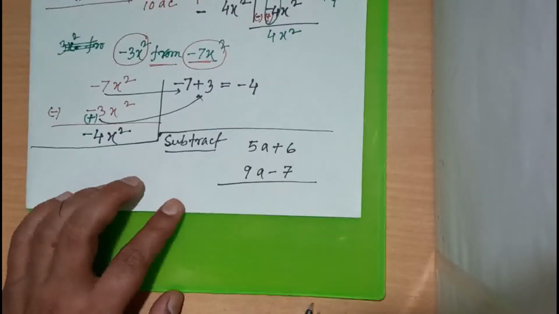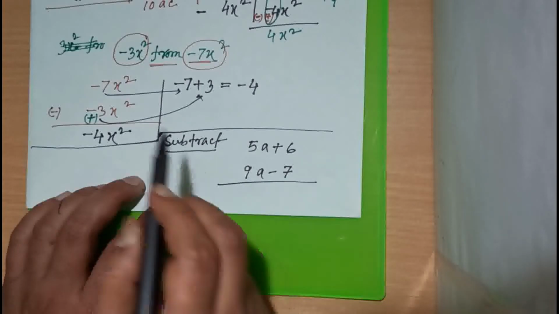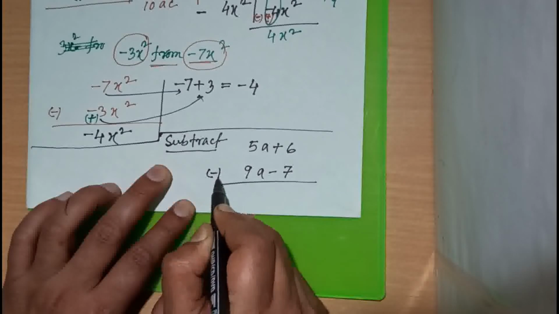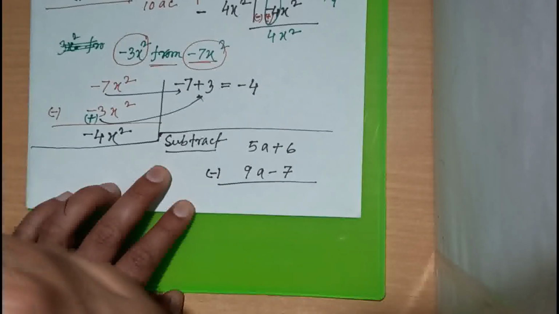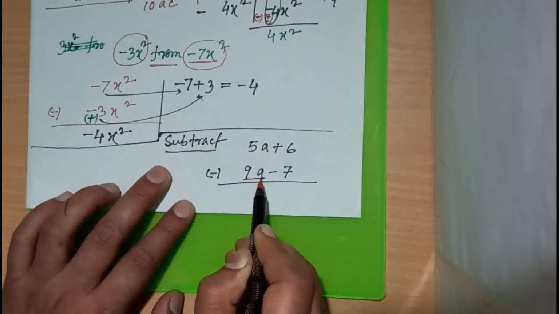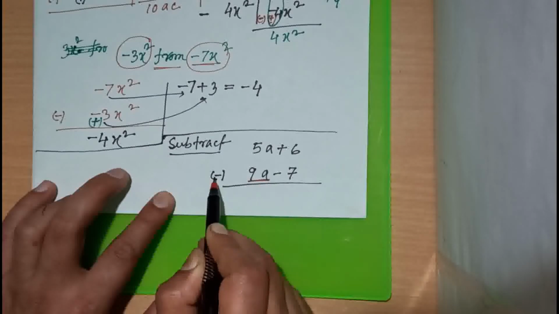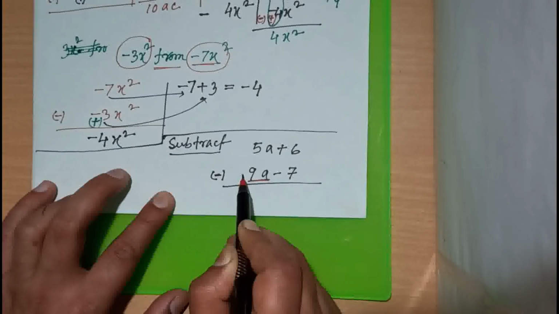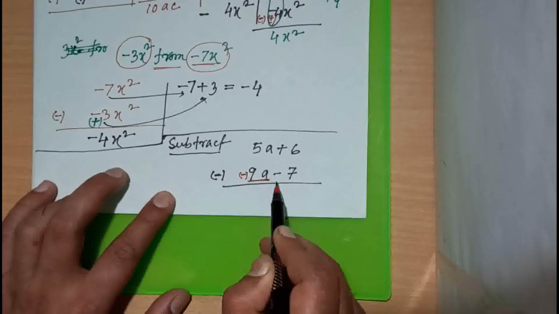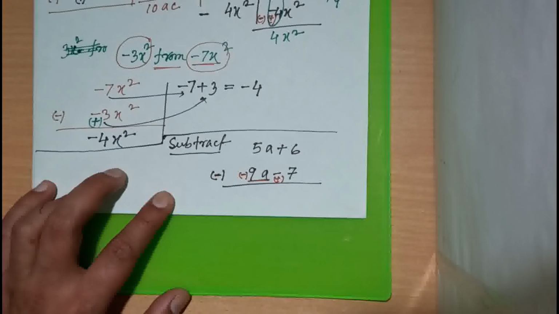Now just have a look at this example. 5a plus 6, 9a minus 7, we need to subtract. So for that we will give a subtraction sign. After the subtraction sign, you see this is a positive 9a, but after putting this minus, it will become negative, and this is negative 7, it will become positive.